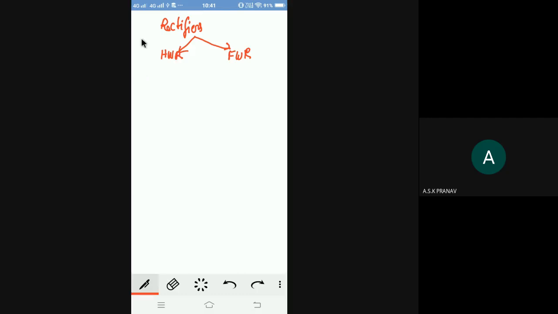So, what is the input for a rectifier? AC signal. Yes, the AC signal is the input for a rectifier. So, what is the output of the rectifier? Pulsating DC. See here, what is the main difference between half wave and full wave?